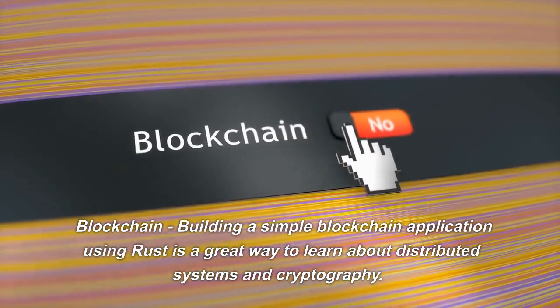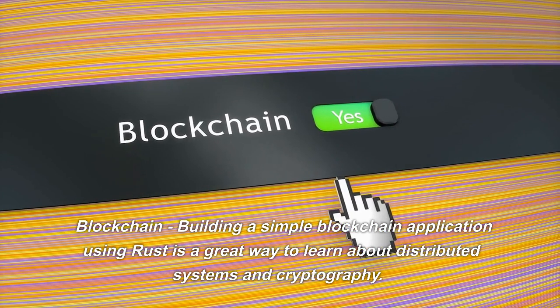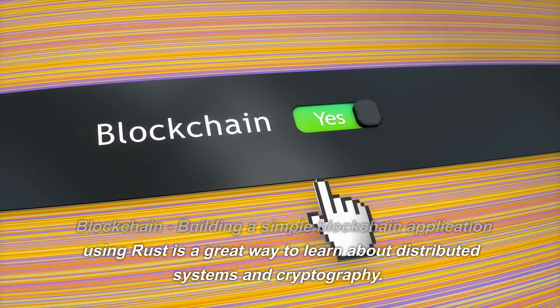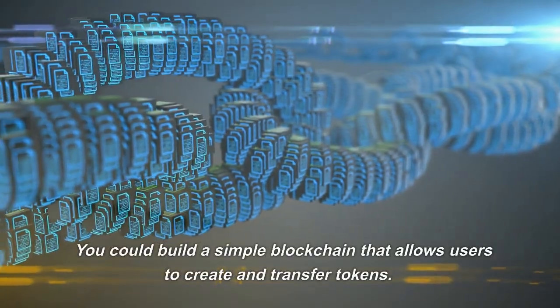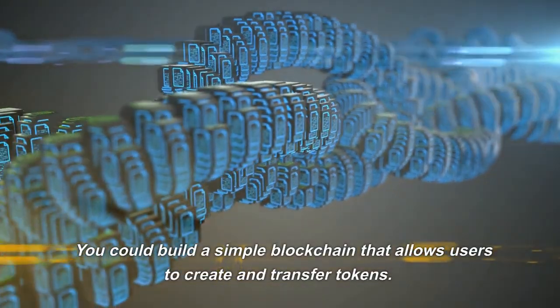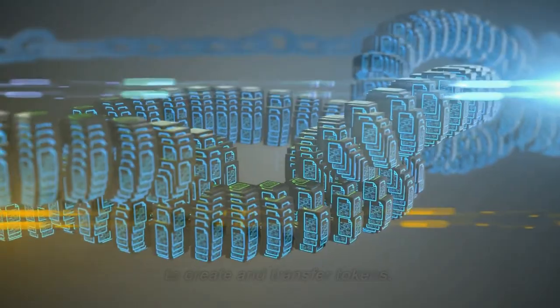Blockchain. Building a simple blockchain application using Rust is a great way to learn about distributed systems and cryptography. You could build a simple blockchain that allows users to create and transfer tokens.